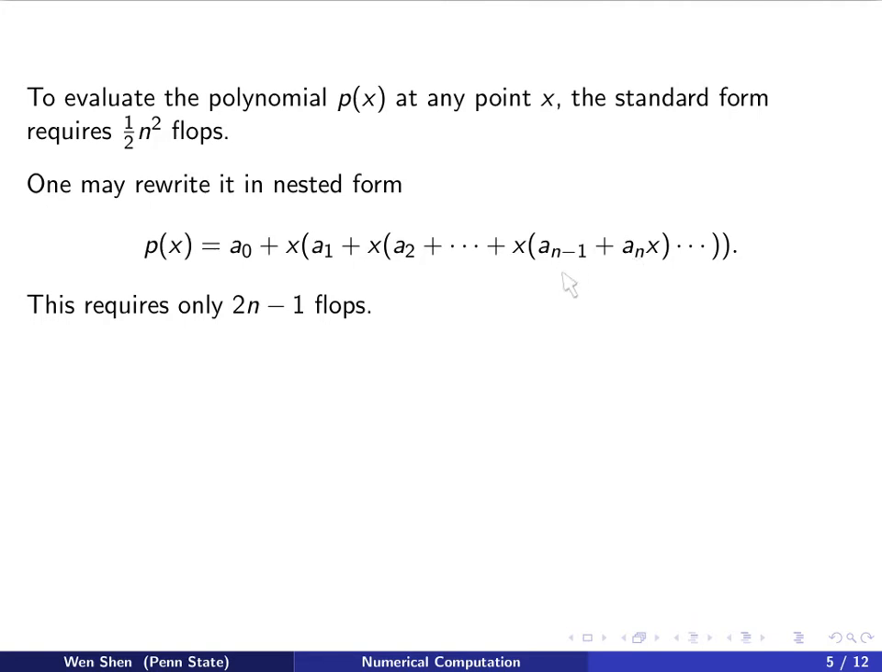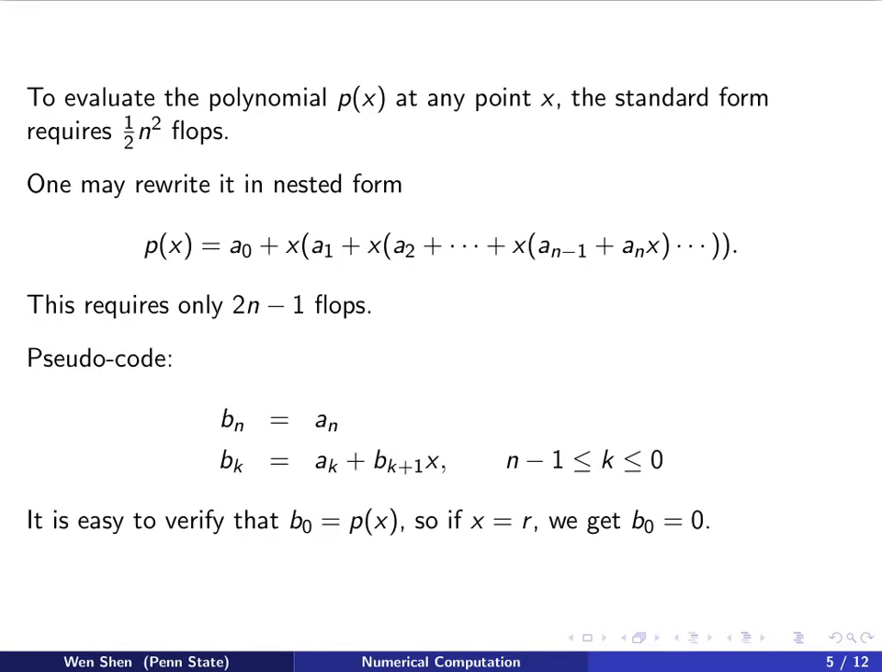And this can be evaluated by a for loop, starting the computation internally here and keep going out. And a count shows that this computation requires only 2n minus 1 flops. So here is a pseudocode for that computation, somewhat similar to the nested form of Newton's divided difference.